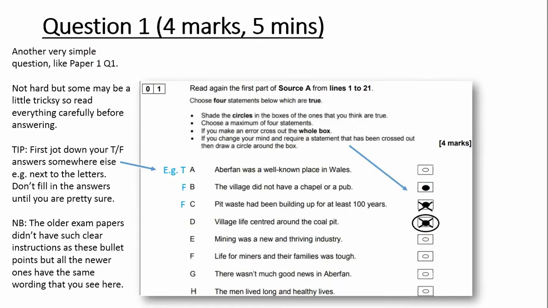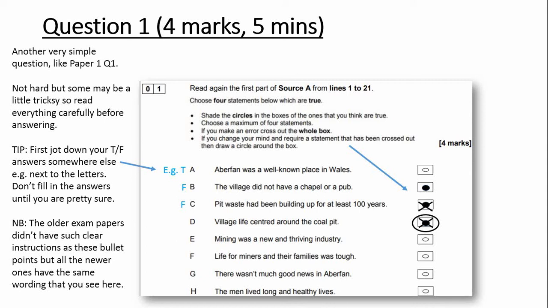So, to continue, let's think about question 1 first. Now, the first thing to say is that just like with question 1 on paper 1, it is a very simple question. This is the question that is designed not to trip anybody up at all. We'll begin by reading the actual question format itself. So you'll see here, it will say, read again the first part of source A from lines 1 to 21. So clear instructions then for which text to look at and whereabouts in the text to find your answers.